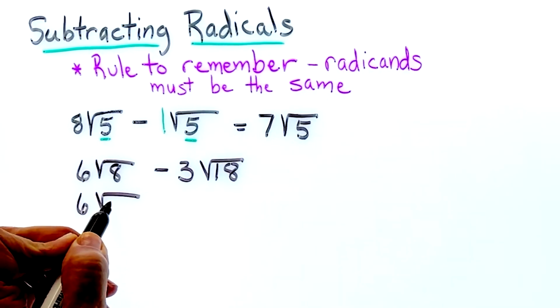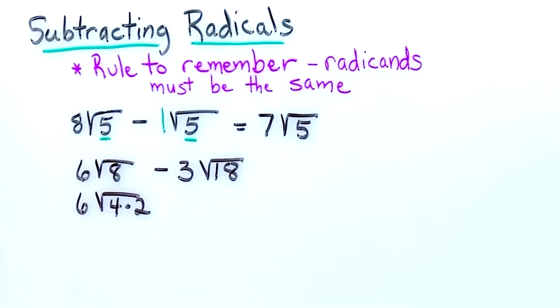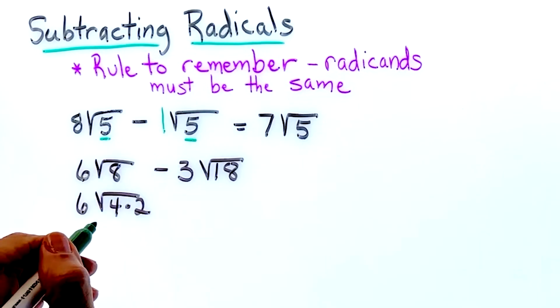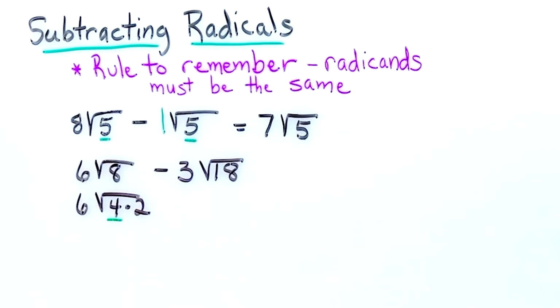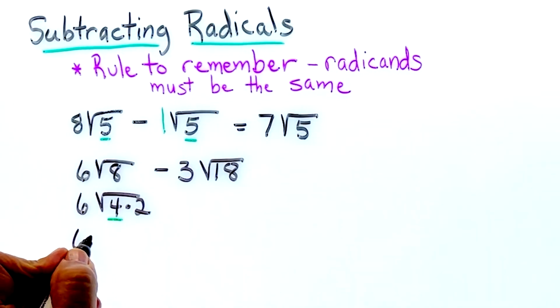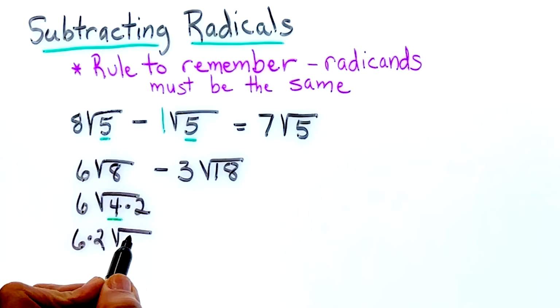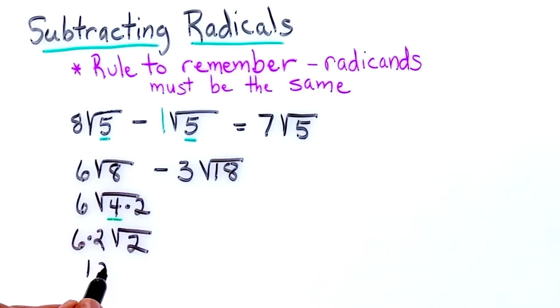So I'm going to break that up into 4 times 2. And we know that 4 is a perfect square. And when that 4 comes out, and this is important, you always multiply the square root of 4, which is 2, by the 6 that is there. It will end up being 12 square roots of 2.